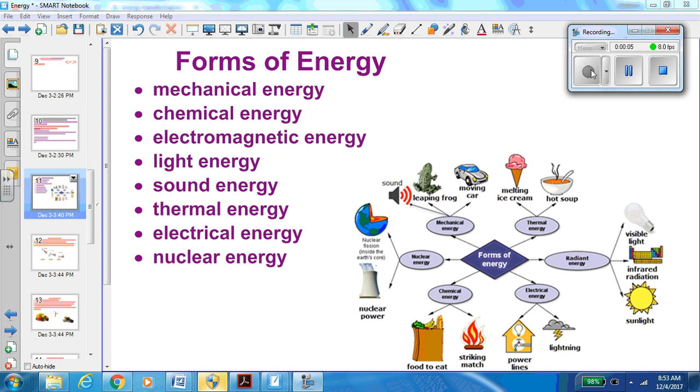This is the first lesson in a series of energy lessons as we get into our energy unit of study. In this particular lesson, these are the 8 forms of energy that we're going to be highlighting and talking about. Many of these you have heard of before and are familiar with, and some of them will be new forms of energy that you will be learning about.